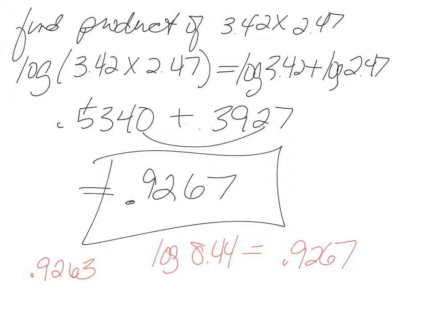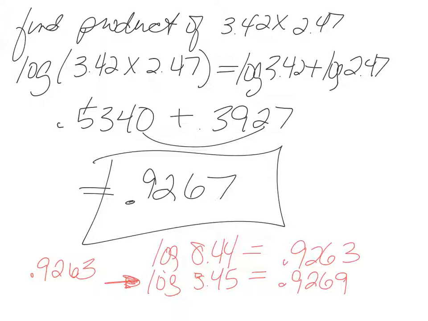But 8.44 is that, let's see, what's the next one? 8.45 is 0.9, oh, no. That one's 3. And this one is 0.9269. So somewhere in between those two, right? Okay, which one's closer? That one is actually closer. That value is actually closer to the actual number.